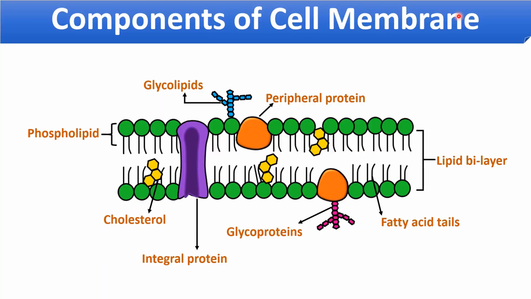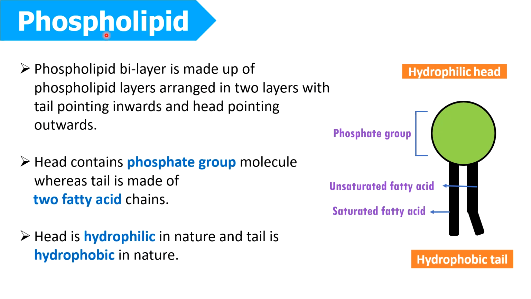Components of cell membrane. Cell membrane is made up of mainly four components: phospholipids, cholesterol, proteins, and carbohydrates. Now let's understand about them in detail. Phospholipids. Phospholipid bilayer is made up of individual phospholipids. These phospholipids are arranged into two layers. Their head is pointed outwards and tail pointed inwards.